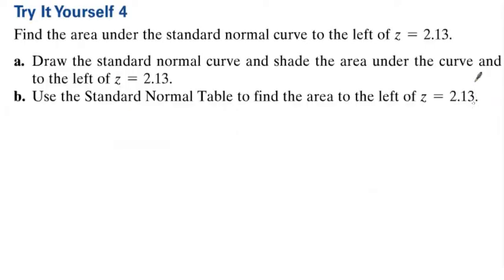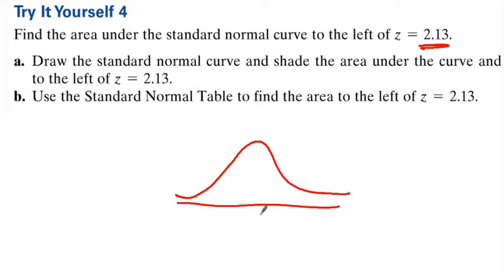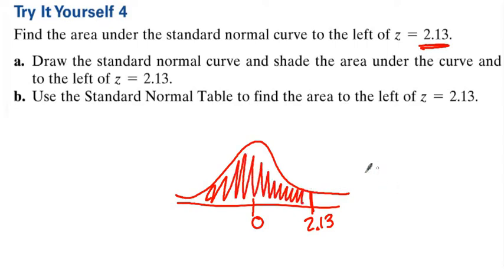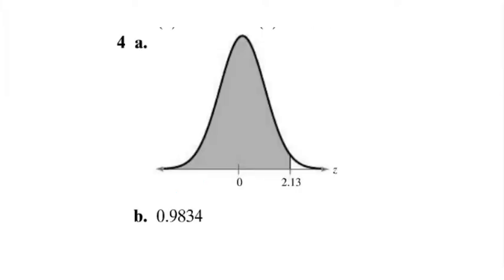Alright, see if you can pause the video and try the same thing for 2.13. I'll just sketch that here. Here's 0, and 2.13 is going to be over here. First question for you: is that going to be more or less than 0.5? That's definitely going to be more than 0.5. That's going to be almost all the area. So do the same thing with normalcdf, see what you get, and hopefully you got this right here.